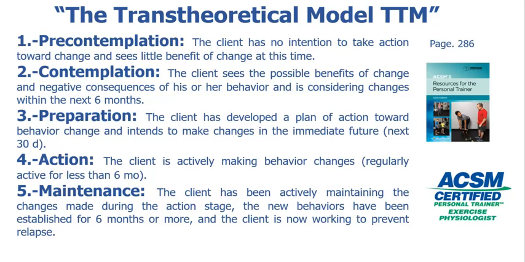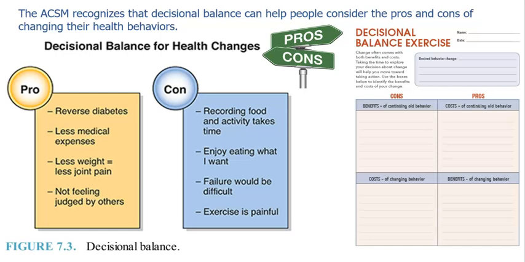The client has been actively maintaining the change made during the action stage. The new behaviors have been established for 6 months or more, and the client is now working to prevent relapse. Another key aspect of behavior modification is decisional balance, which plays a role in every stage of the transtheoretical model. Throughout all stages, individuals continuously weigh the pros and cons of behavior change.